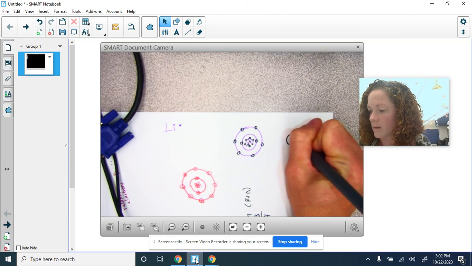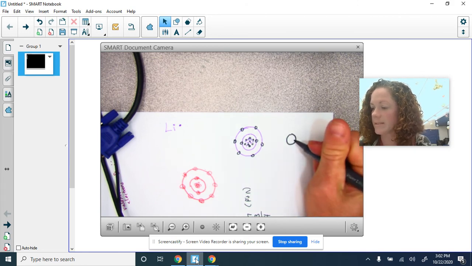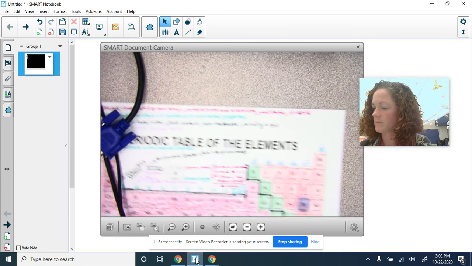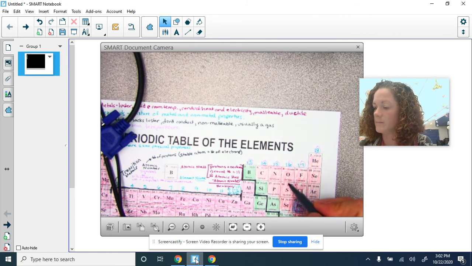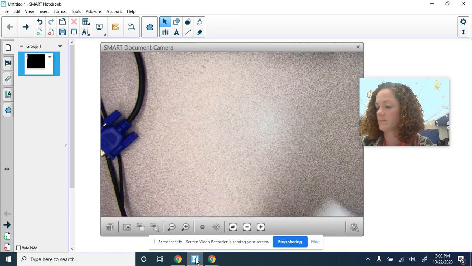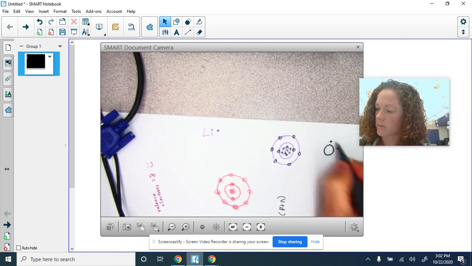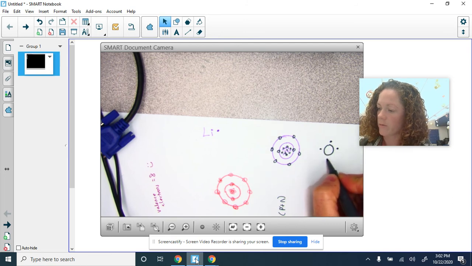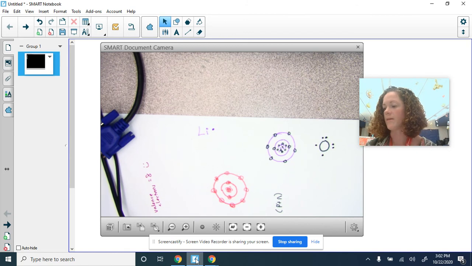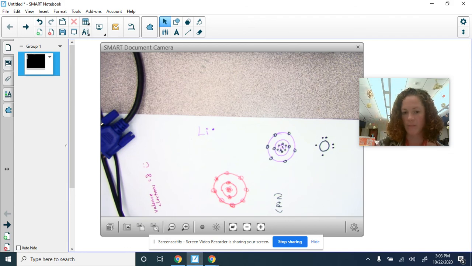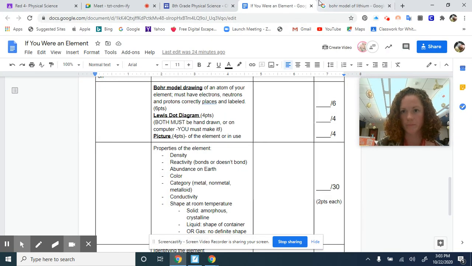And then for my Lewis dot diagram, I start with the symbol O. I look up, I see that there are 6 valence electrons. So I start with 1, 2, 3, 4, 5, 6. And that would be my Lewis dot diagram. So just to make sure that we're correct, let's look up lithium and oxygen really quick.